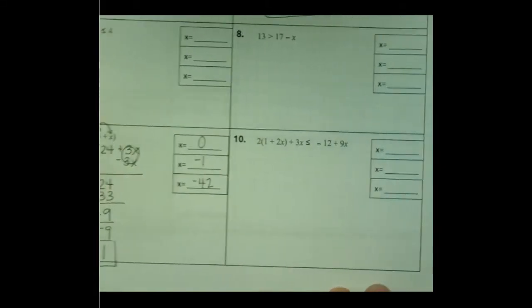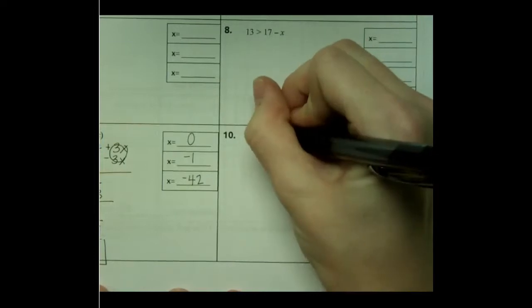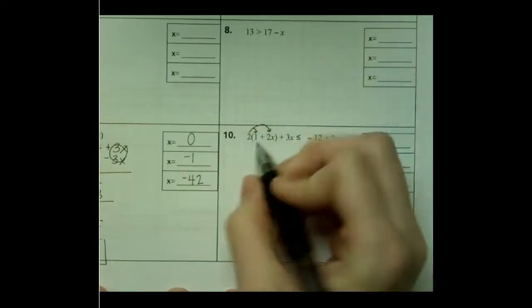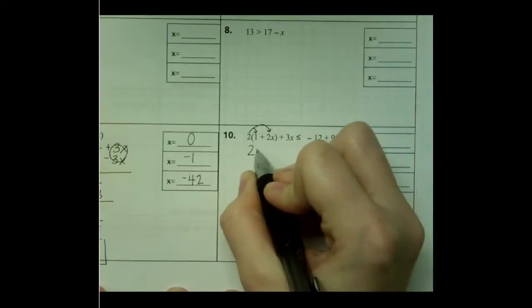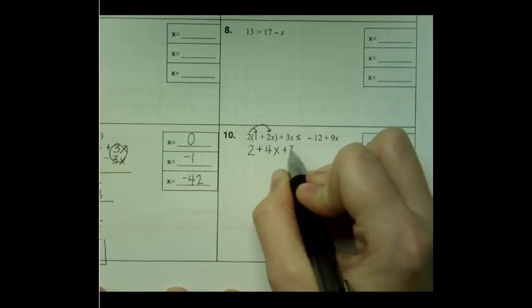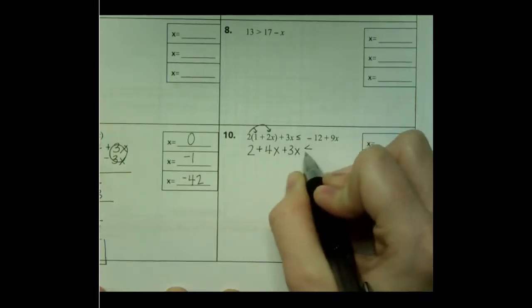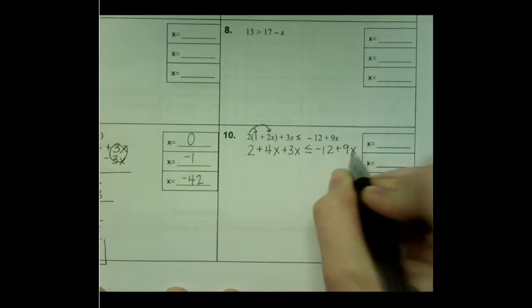Number 10, last one. We have even more going on in this one, so just follow my steps as we go through this. First step, I need to distribute. 2 times 1 is 2. 2 times 2x is positive 4x. Bring down the 3x. Bring down the symbol. Negative 12 plus 9x.